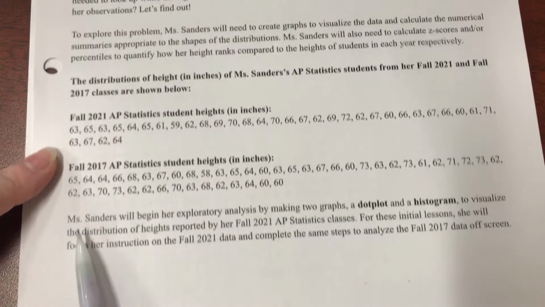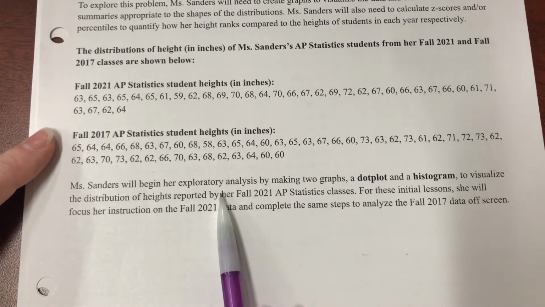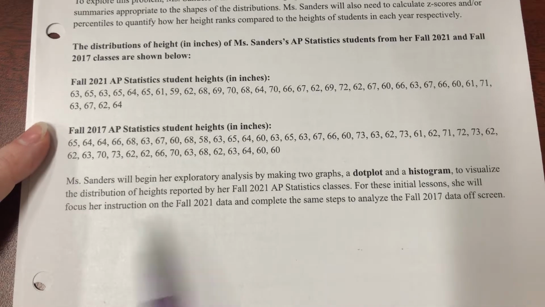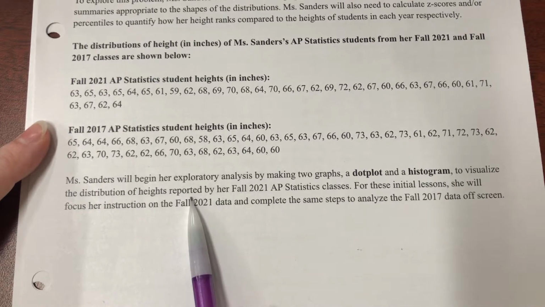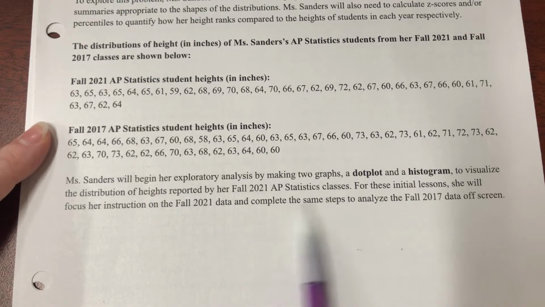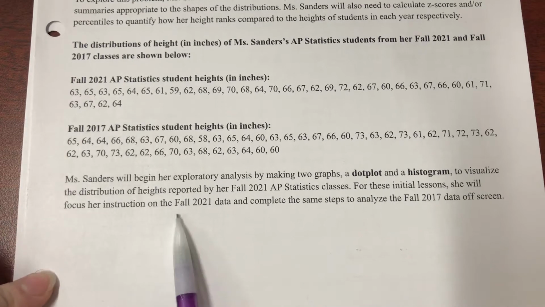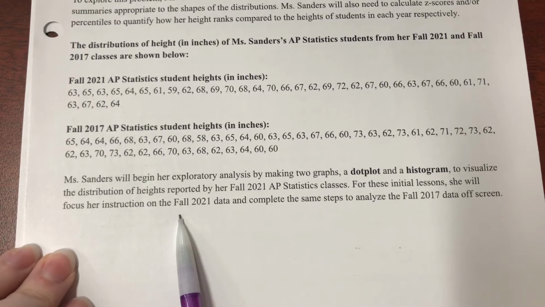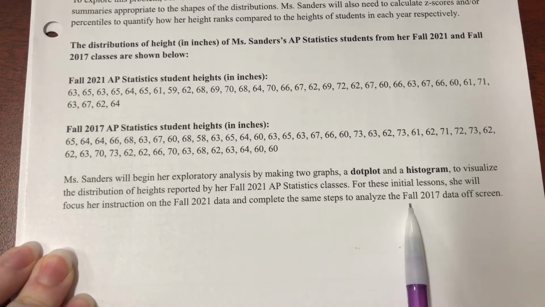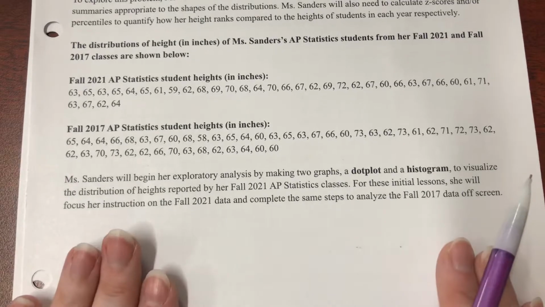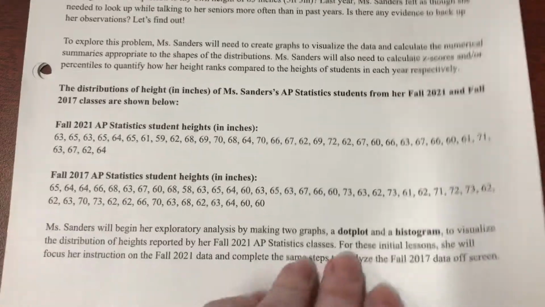I'm going to begin my exploratory analysis by making 2 graphs. I'm going to make a dot plot and then a histogram to visualize the distribution of heights reported by my Fall 2021 AP Statistics classes. For these initial lessons, I'm going to focus my instruction just on the Fall 2021 data. I've already completed the same steps to analyze the Fall 2017 data off screen, and it's already included in the packet. Let's go ahead and flip pages.